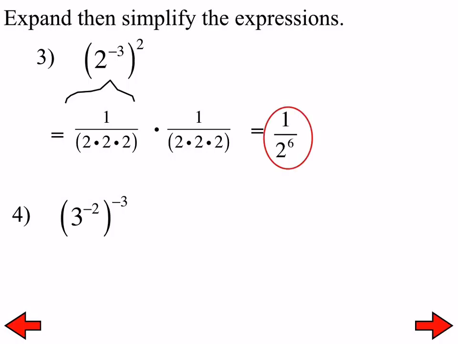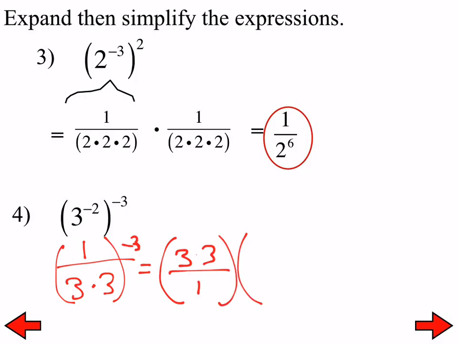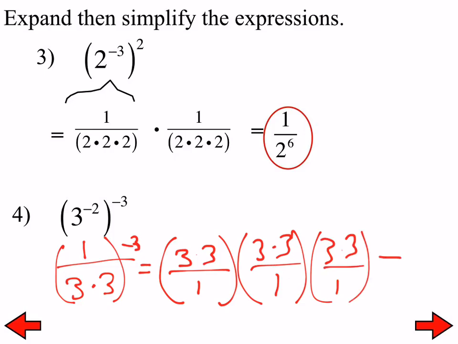But number 4 has both exponents negative, which means the first time is going to flip, and I have 1 over 3 times 3. Your work is going to look like this. Leave that second exponent there because we didn't do it yet. Write it down. Then the cubed exponent, the negative cubed, means I'm going to flip it again and repeat it a total of 3 groups. So now my final answer is just a 3 to the 6th power.